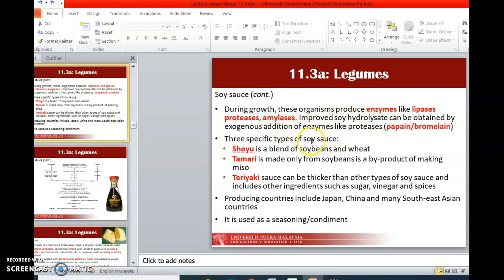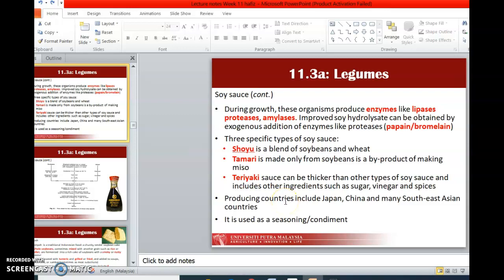There are three types of soy sauce. The first one is shoyu, the blend of different substrates. Second, made from only soybean. And third, teriyaki sauce, which can be thicker, and other types of soy sauce include other ingredients. We add additional ingredients in teriyaki. That's why they are usually sweeter, I would say.